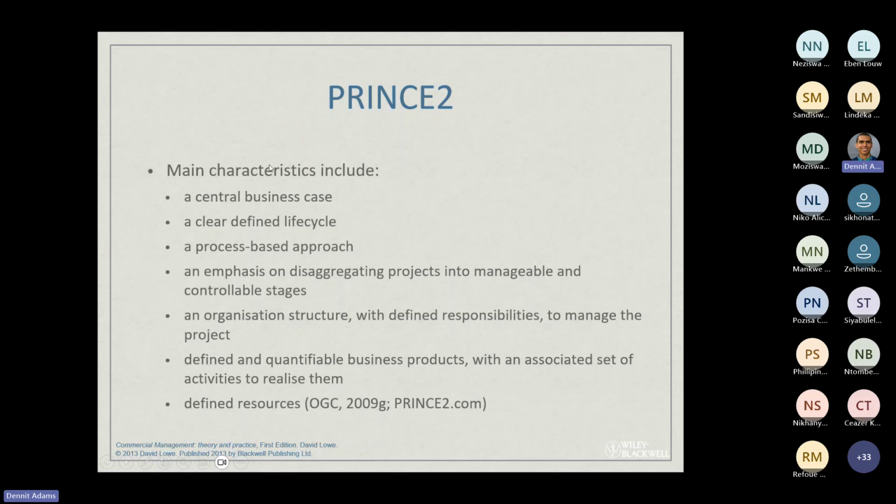And then these are the main characteristics which you might have to go through if you talk about PRINCE. It's a central business case, a clear defined life cycle. These are the things you're going to have to go through. A process-based approach, with emphasis on disaggregating projects into manageable, controllable stages. There's defined resources, etc.